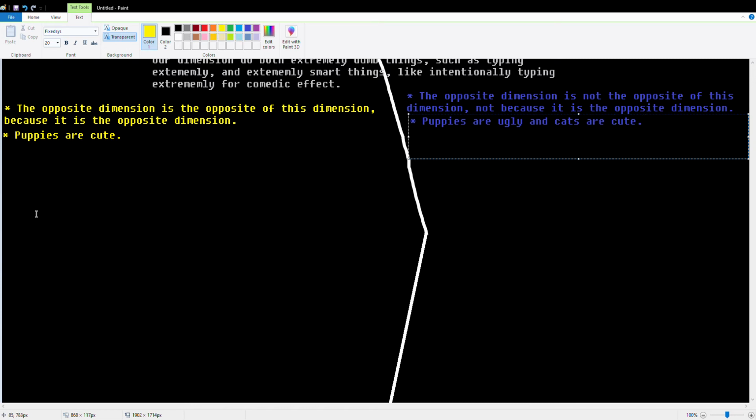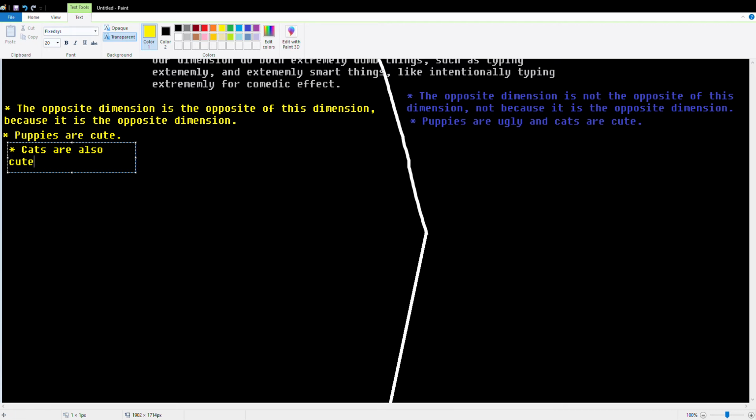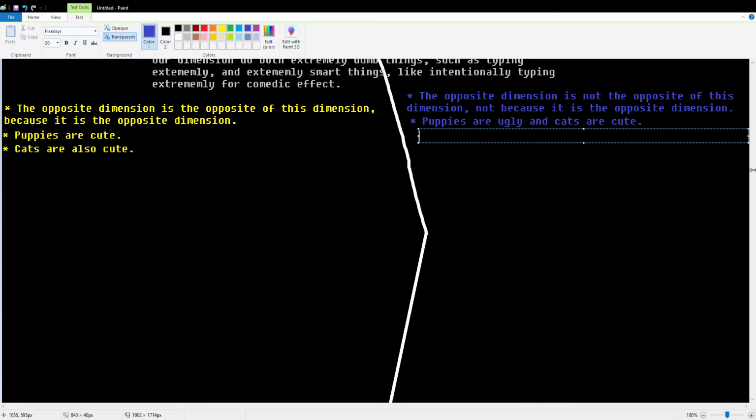But in our dimension, cats are also cute, which means that in the opposite dimension, puppies are cute and cats are ugly. Wait, no. That means that cats are ugly and puppies are cute.